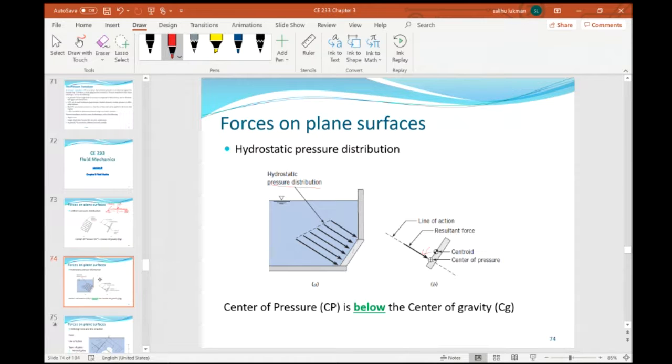The resultant pressure force will be acting somewhere here, not at the center, because the pressure force is non-uniform. It is higher towards the deeper side. So this is the center of pressure. The center of pressure is below the center of gravity in this case, and the line of action of the center of pressure is below the line of action of the centroid.